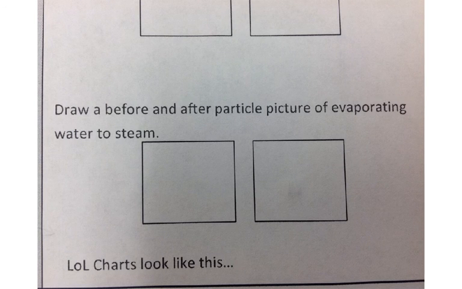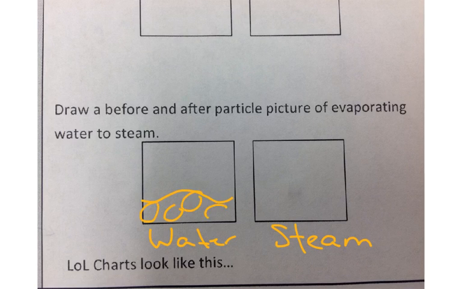And we're going to go ahead and draw a before and after picture of evaporating water to steam. So we have our water, and then we're going to show our steam. I'll draw like 4 particles. So 1, 2, 3, 4. We'll show a little vibration. Each particle has something that goes along with it.